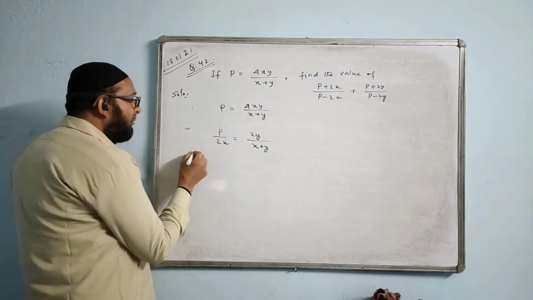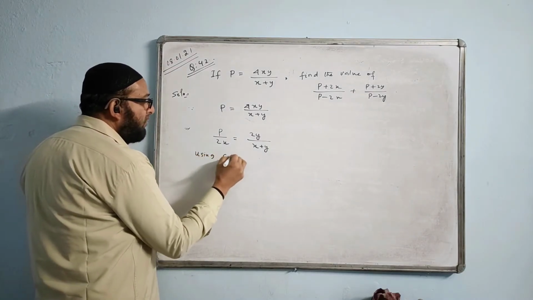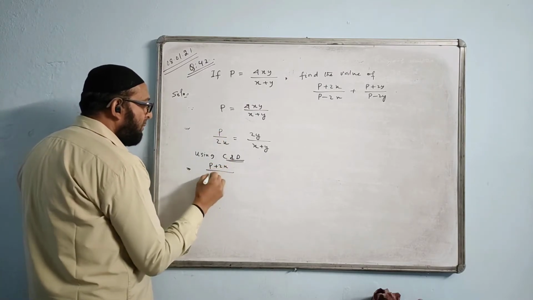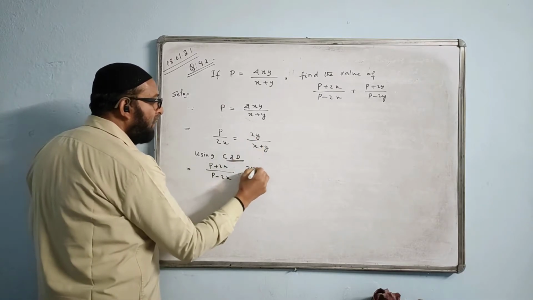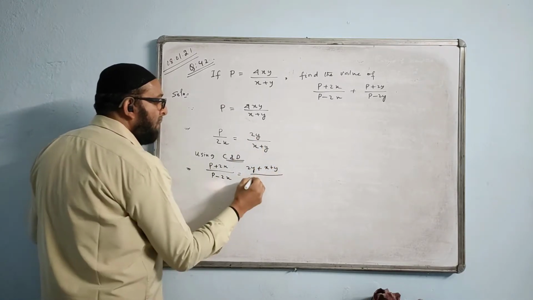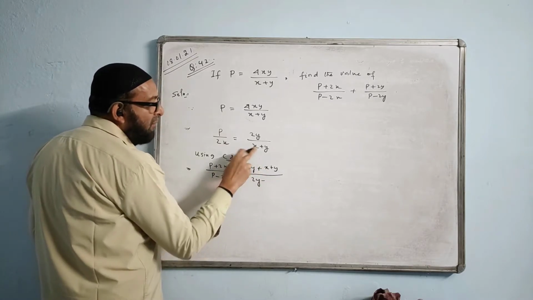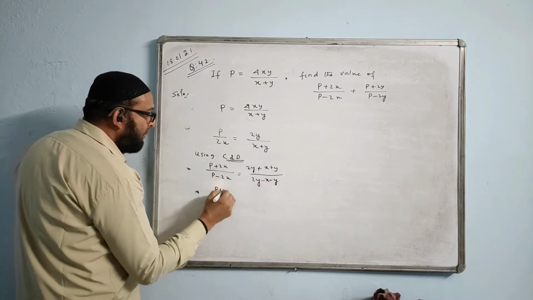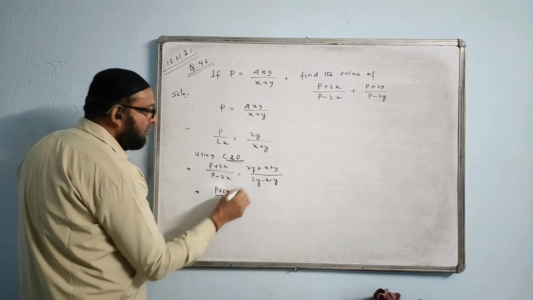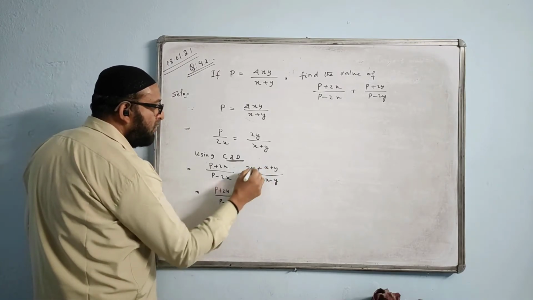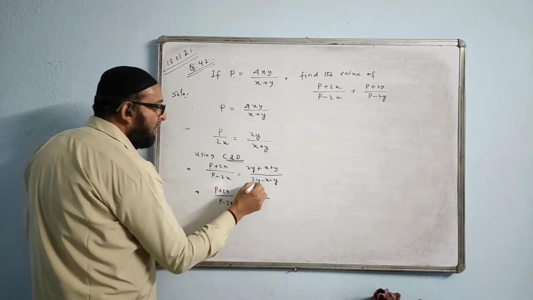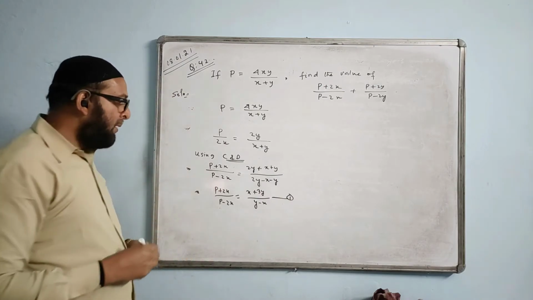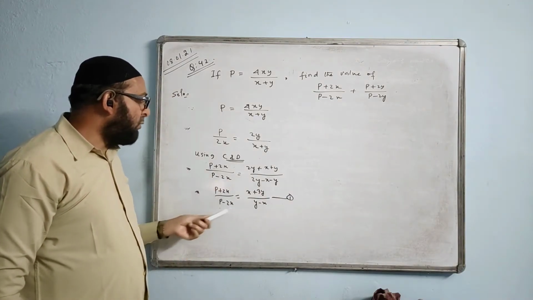Now I use componendo dividendo. Using C and D, that is componendo dividendo, it will become p plus 2x over p minus 2x equals 2y plus x plus y over 2y minus x minus y. When you do minus, the sign of both will change. Let us simplify this side. Here we get x plus 2y plus y is 3y, and 2y minus y gives y minus x. Mark this as equation number 1. We got the value of p plus 2x by p minus 2x.